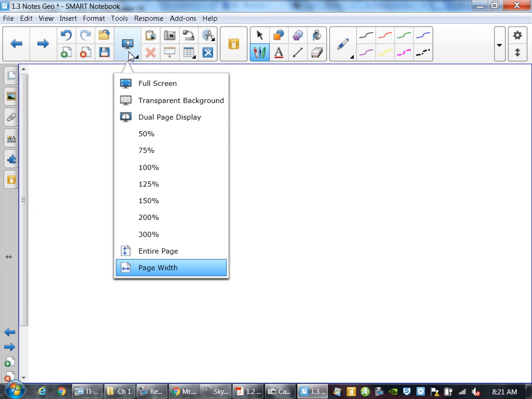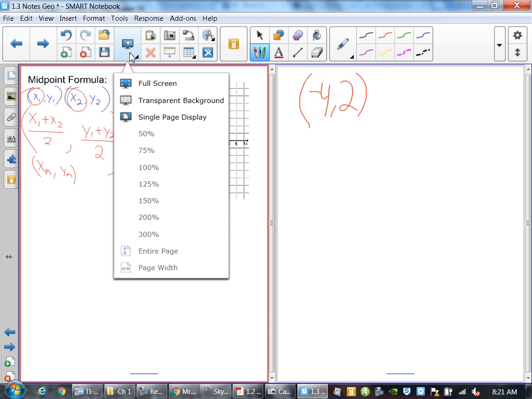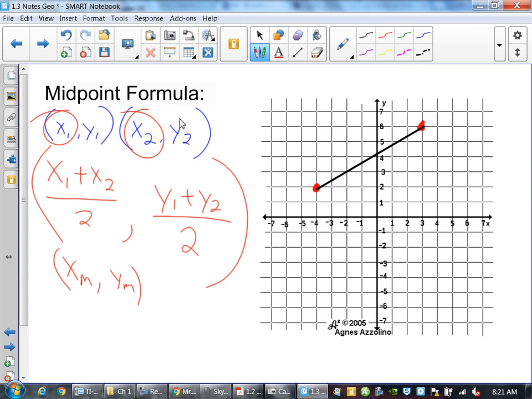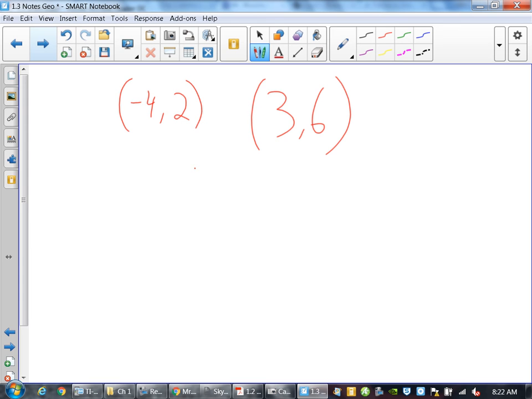Let me do this so I have space. I'll blow this back up. So one of my ordered pairs is at -4 and +2. My other one was at 3 and 6. Really, all I have to do now, and the easiest way to do this, is to label them again. First x value, first y value, second x value, second y value. And then I go through the formula.